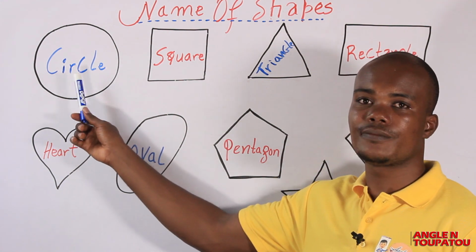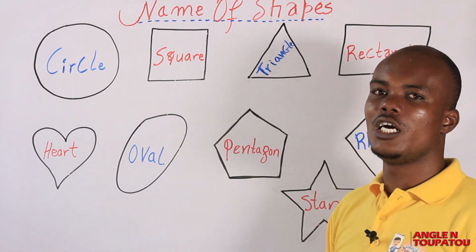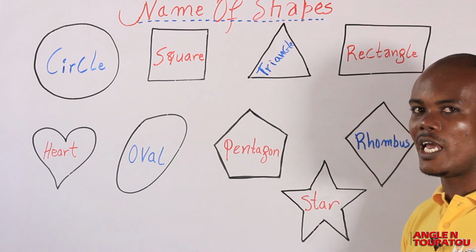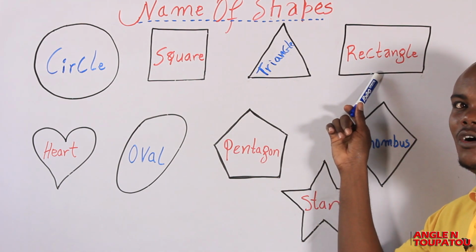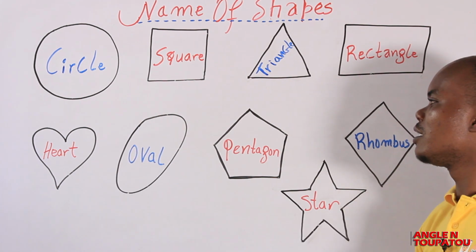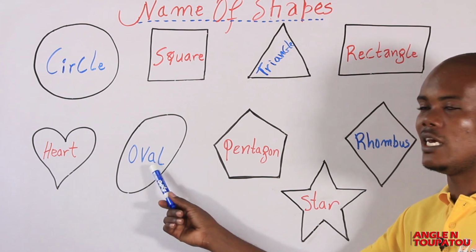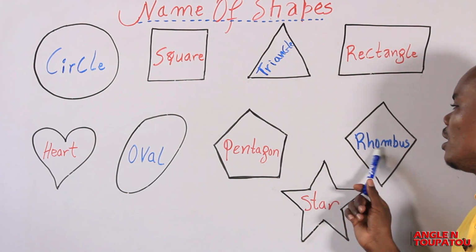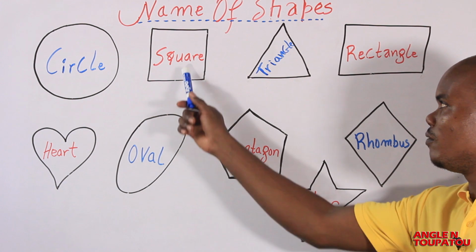It's a circle. It's a square. It's a triangle. It's a rectangle. It's a heart. It's an oval. It's a pentagon. It's a rhombus. It's a star.